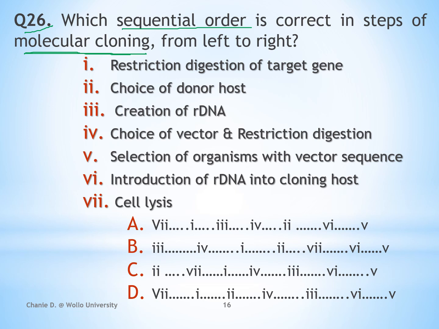From the given alternatives, number 1, restriction deletion of target gene. 2, choice of donor host. 3, creation of recombinant DNA, that is formation of recombinant DNA. 4, choice of vector and restriction digestion. 5, selection of organisms with vector sequence. 6, introduction of recombinant DNA into cloning host. 7, cell lysis. All those sequential steps are disordered, so you are requested to reshape the correct order. I hope you order those sequential steps in molecular cloning and you will get the correct answer, C. I hope you got C is the correct answer. Please try it.